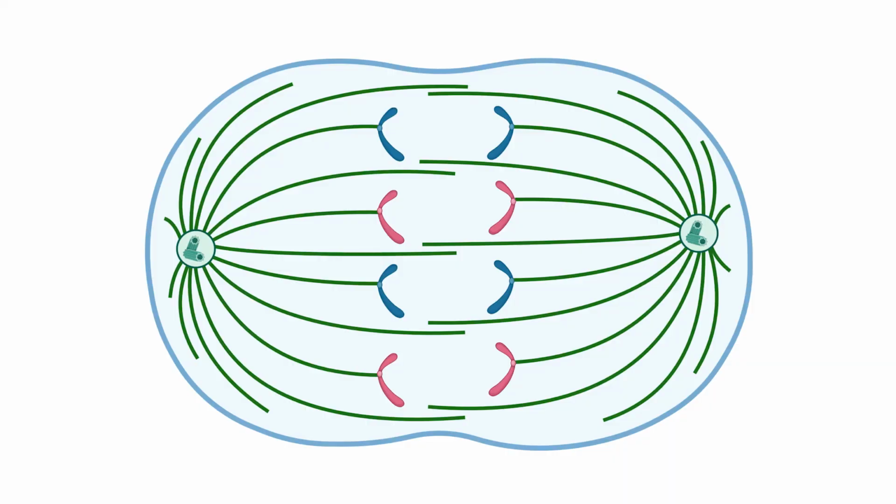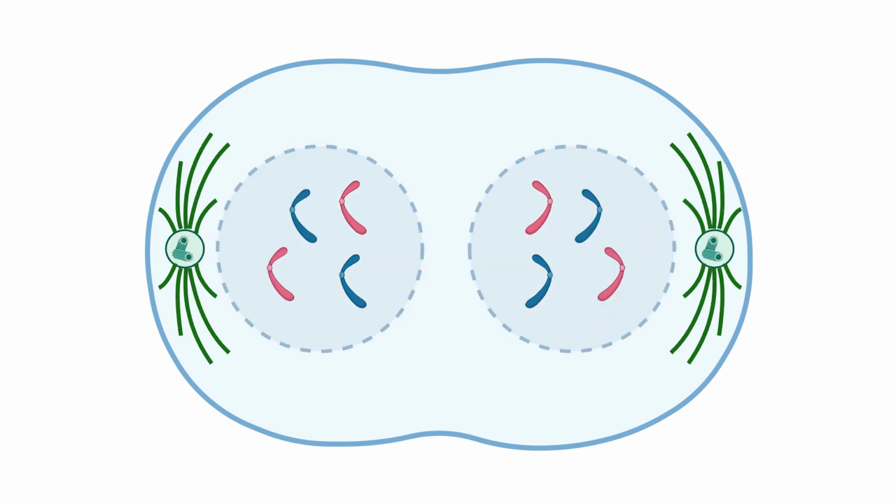Finally, the cohesins are cleaved, and the microtubules pull the sister chromatids apart and away from each other to opposite ends of the cell. This is called anaphase, the separation and movement of sister chromatids to opposite sides of the dividing cell. Finally, the cell enters telophase, where the two sets of chromosomes are at each end of the cell, and a nucleus begins to form around them. The nucleolus reforms as well. Each half of the cell is now a genetically identical copy of the other.